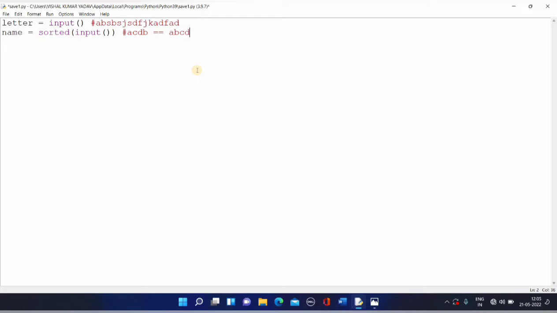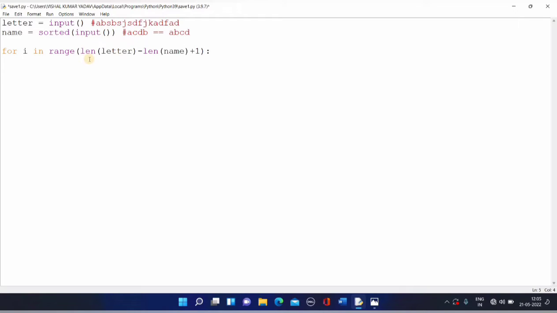Why I'm doing this, you will understand later. But this is what the sorted function does: it will sort these alphabets into their dictionary order. Now once this is done, I'll go for a for loop: for i in range(len(letter) - len(name) + 1). Now you might be thinking why I'm running this for loop up to here. This for loop will start from 0 and go up to this place. Why am I doing this, that is what you might be expecting, right? So let me tell you what is actually happening over here.